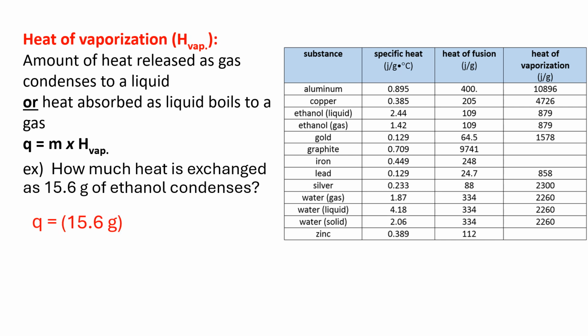So we're going to say that 15.6 gram mass, and we're going to multiply it by the number from the table for ethanol, which is 879 joules per gram. And of course, grams cancels and leaves us with joules. In this case, 13,700 joules.